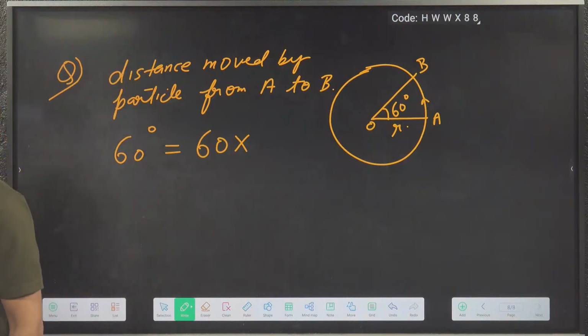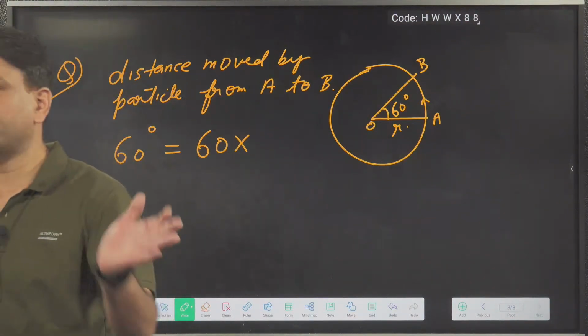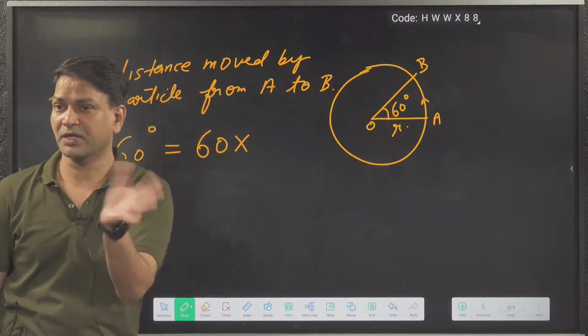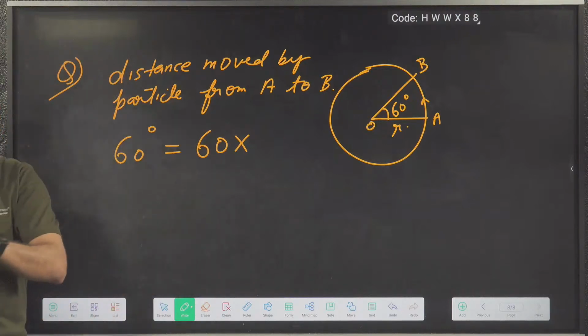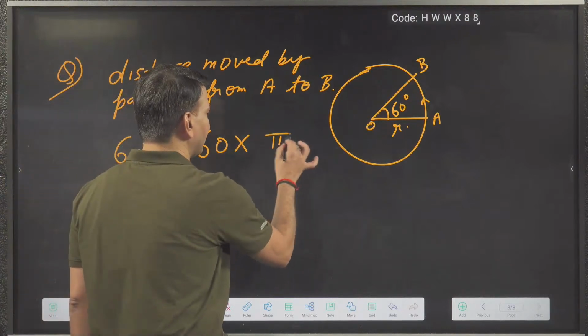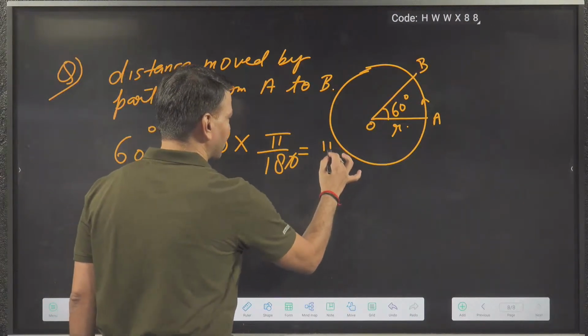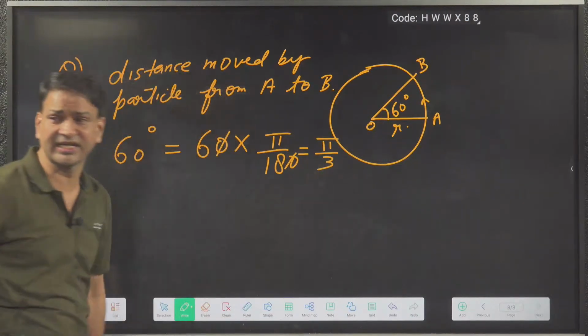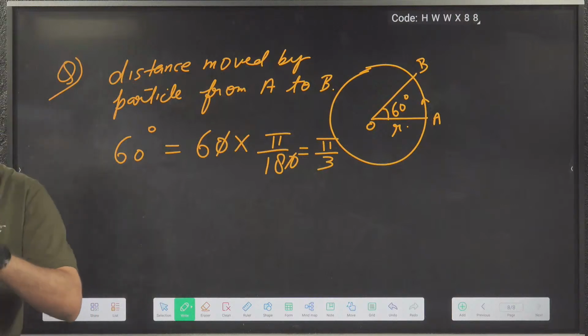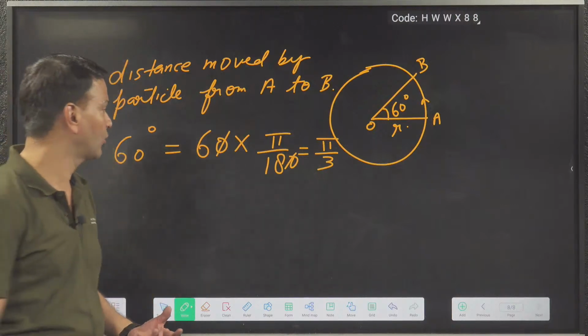60 degree, how much radian? Now the conversion factor, degree to radian. Degree to radian, the magnitude will decrease, so pi by 180 we will multiply. Now the 0 and 0 cancel out, and we got pi by 3. So 60 degree is equal to pi by 3 radian. Now I got the angle in the radian.